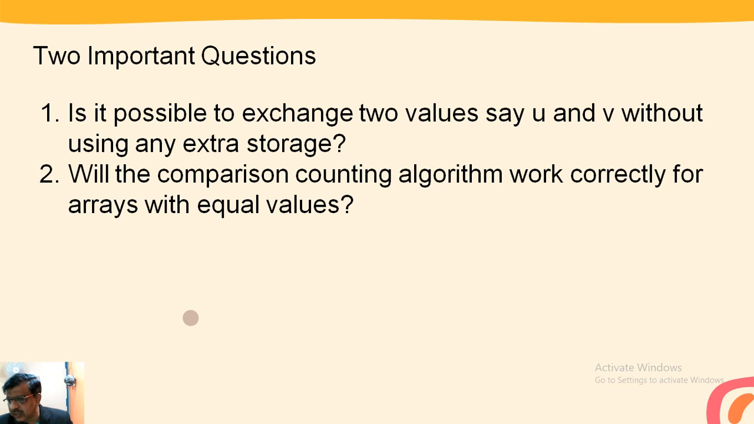Will the comparison counting algorithm work correctly for arrays with equal values? Yes, it is an emphatic yes, because whenever we start counting, the next element is not lesser than the element that is being considered, and also the next element, like this. It won't get a count. It is equal to this element, and even the other element will also not get a count, because it is equal to this element. Therefore, the elements remain in their respective places.